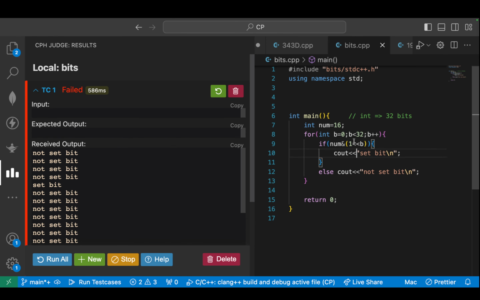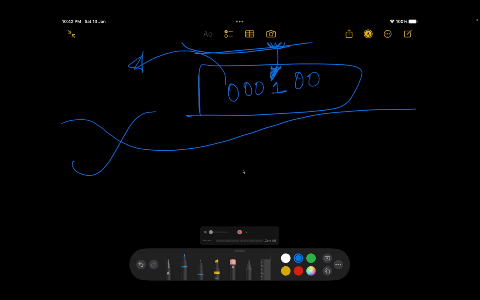Now over here the number itself was 1. So essentially you are saying that the number you need is 1 into 2 to the power b, or you can just call it 2 to the power b. Over here, you are checking whether the bth bit is set or not. If it's set, this would return a non-zero value. Let's just look at the way it's functioning.